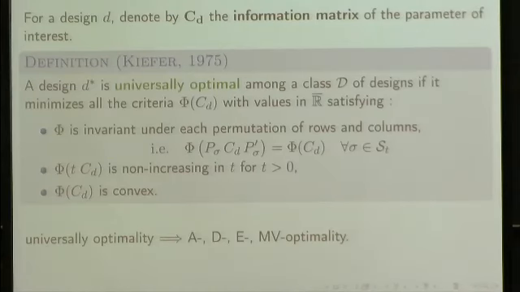So I just recall quickly what universal optimality is. A design is universally optimal if and only if it minimizes all the criteria phi that satisfy three conditions. That is, phi is invariant by permutation of treatment labels, which corresponds here to a permutation of the rows and columns of the information matrix; phi is non-increasing; and phi is convex. And this includes, of course, the well-known optimality criteria, that is D, E, and A optimality.